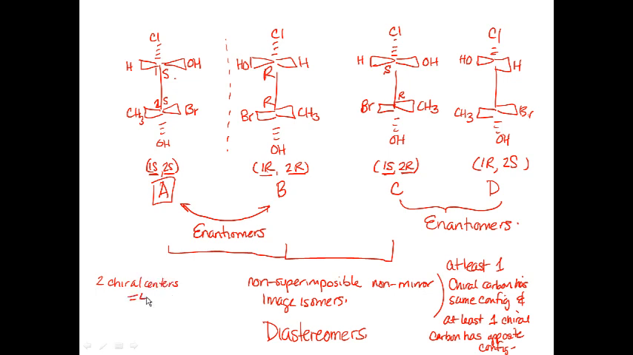And we have four possible stereoisomers from those two chiral centers. When we had one chiral center, how many stereoisomers did we have? 2. So in general, you have 2 to the n number of possible stereoisomers, where n equals the number of chiral carbons.